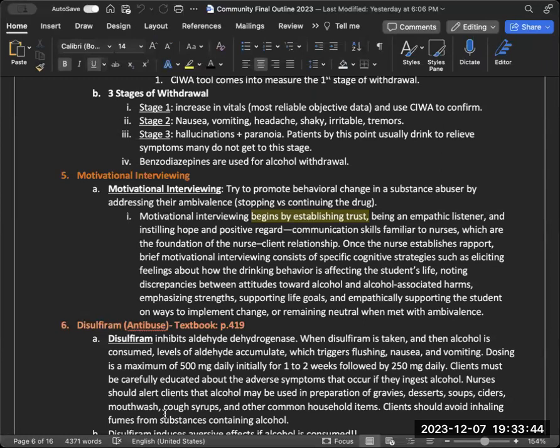Then we have stage 2, which is nausea, vomiting, headaches, shakiness, irritability, and tremors. And stage 3 is hallucinations and paranoia. Patients by this point usually drink to relieve symptoms, and many do not get to this stage. This is what Dr. D mentioned. So they'll take their drink or substance again, and they will not make it into stage 3 because they can't handle the symptoms they were getting from stage 1 and stage 2. Does anybody have anything else to add for the stages? No. Okay.